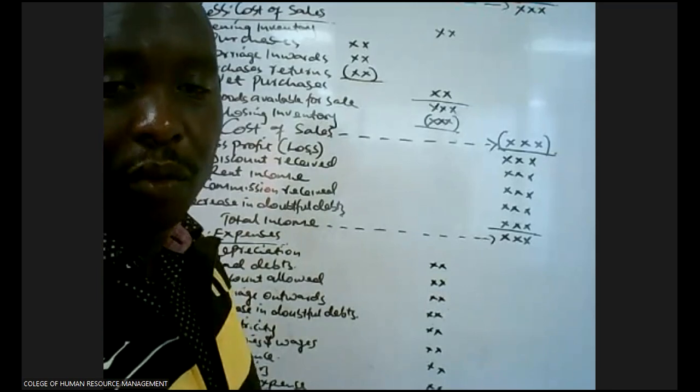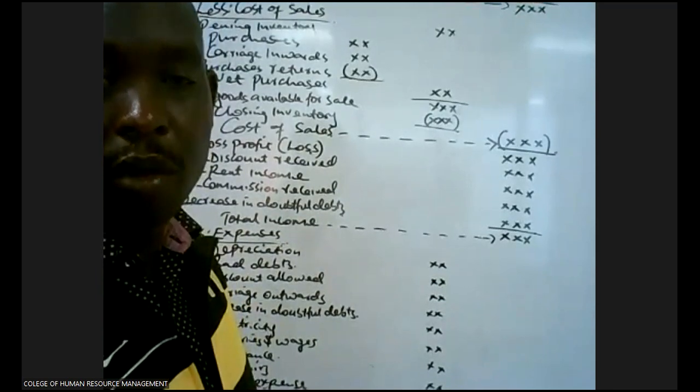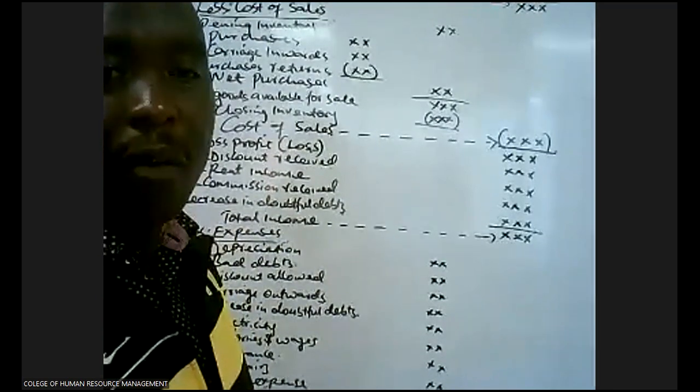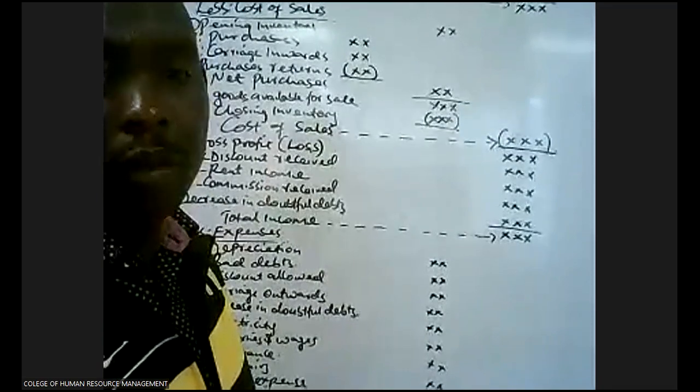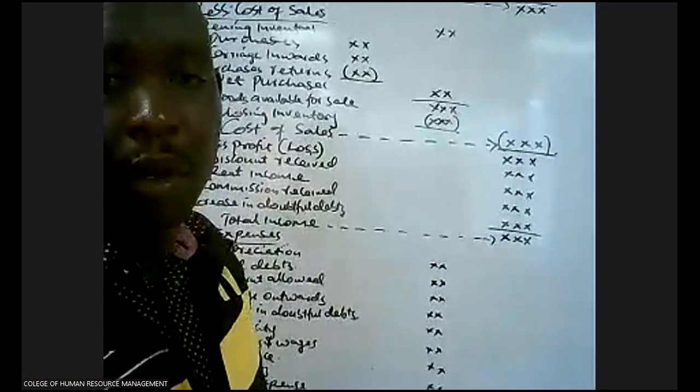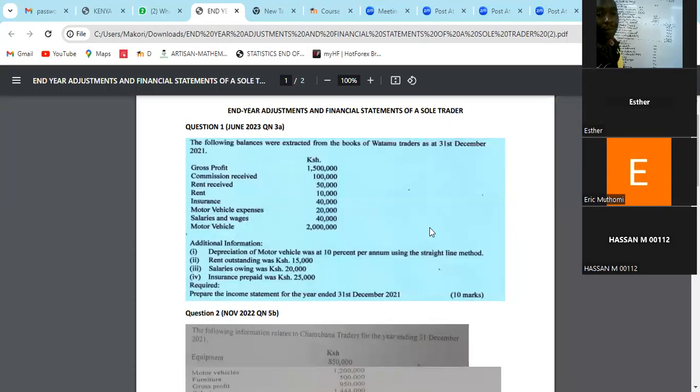So I want us to do probably a question for this. I want us to do a small one. That question number one that occurred in June 2023. It was in CSR 204, the June 2023 series, talking about the books of Watam Traders. We are given the gross profit, commission received, rent received. You can be able to see those.